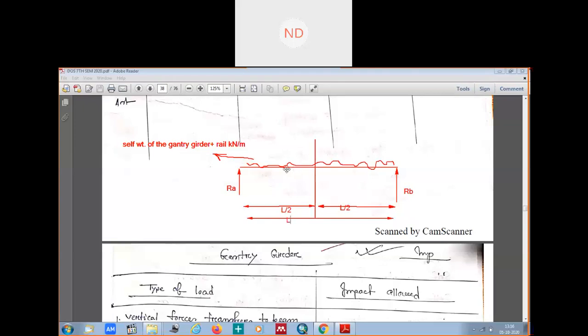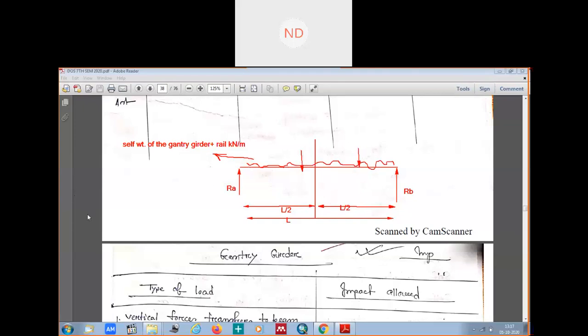So now suppose the rail section is here. Above the gantry girder, you have the rail section where the crane girder is moving, right? So if this is your center C, suppose you have this one and this one. You have the wheels here, the wheels of the crane girder, which is above the rail section here.